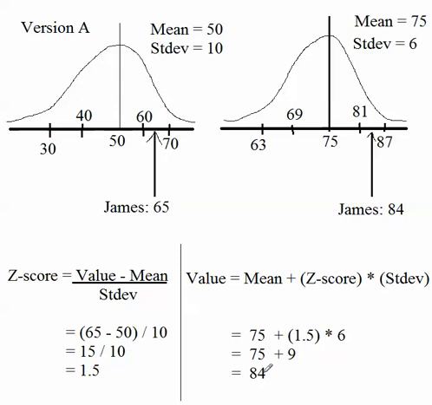And so what value corresponds to being 1.5 standard deviations above the mean in the new distribution? It's an 84.